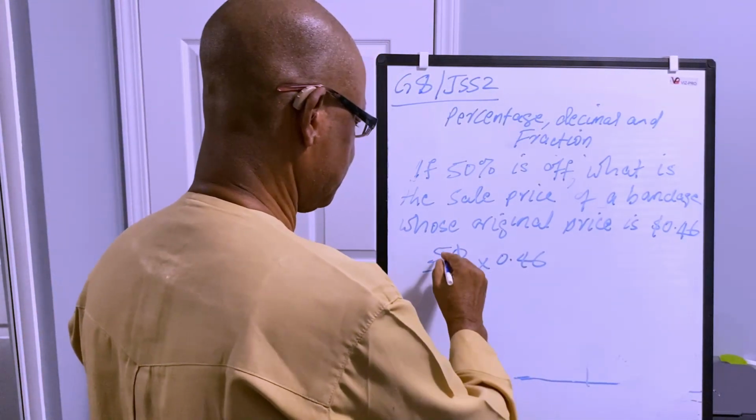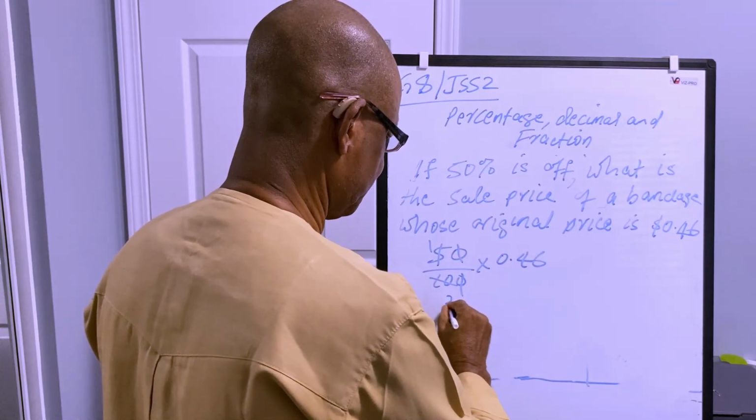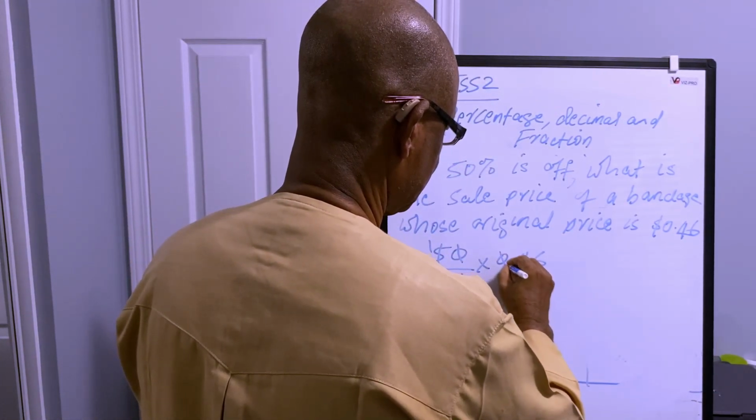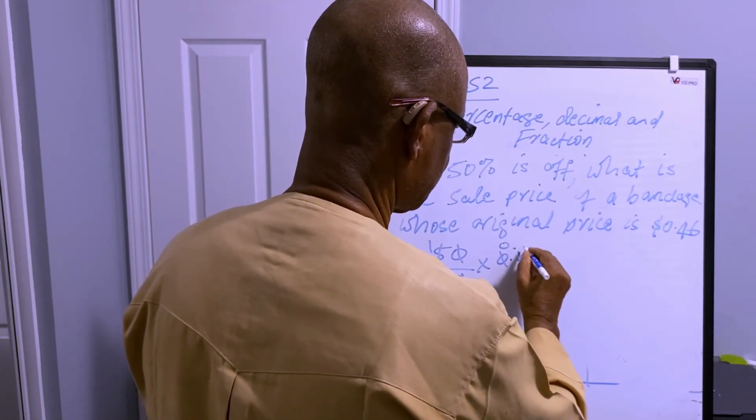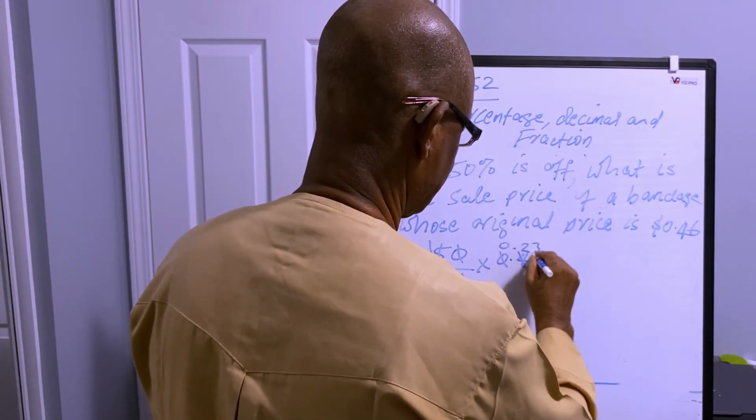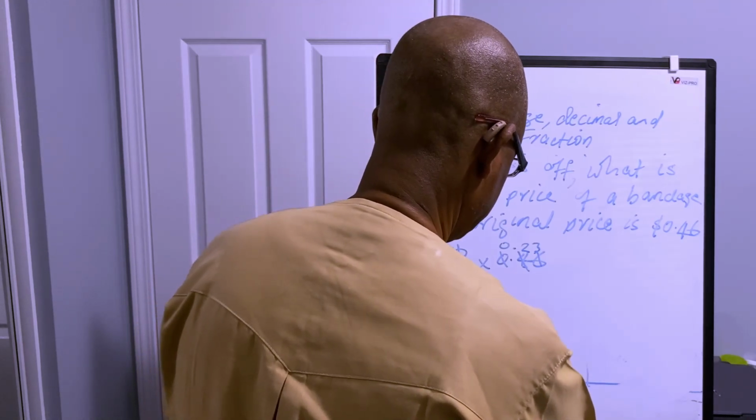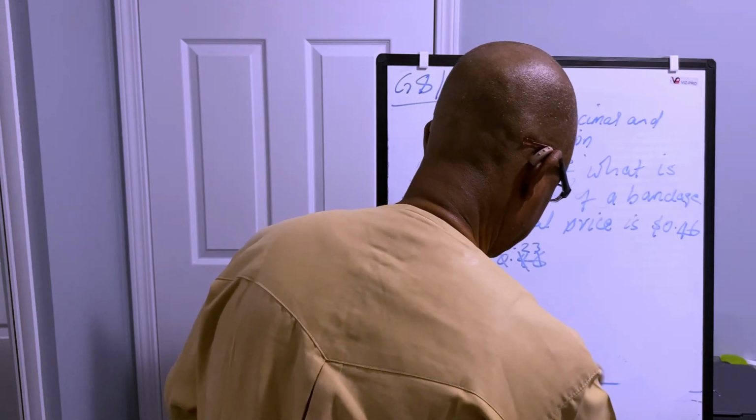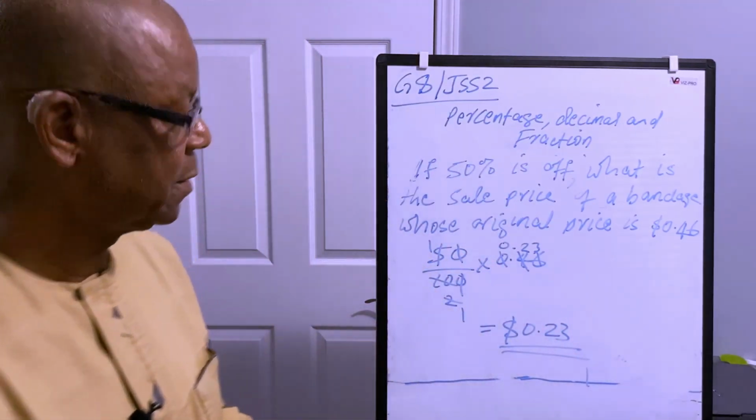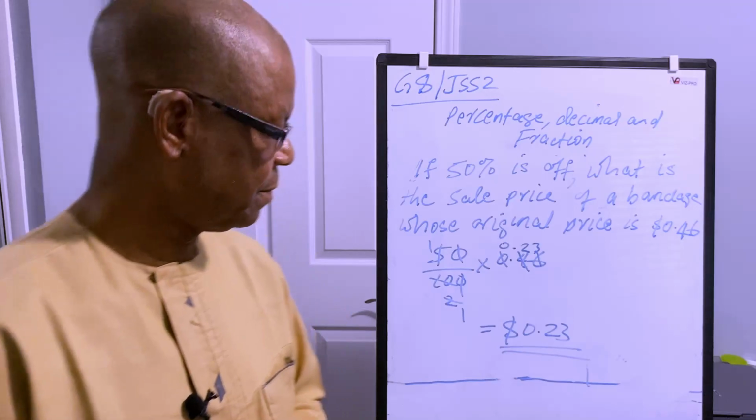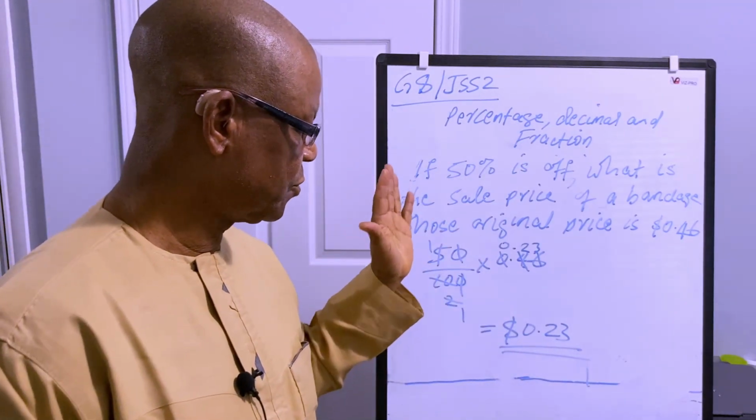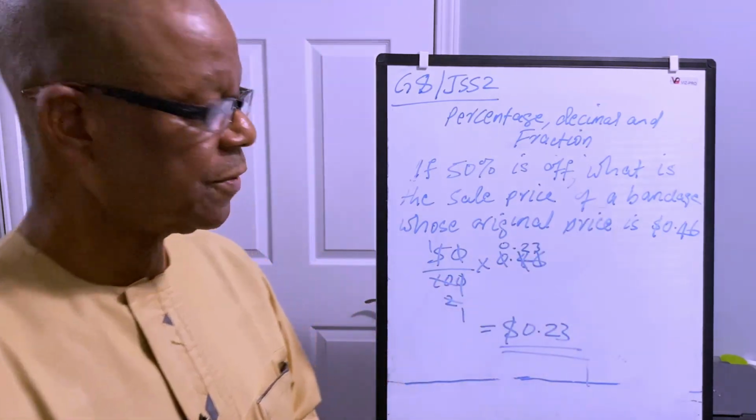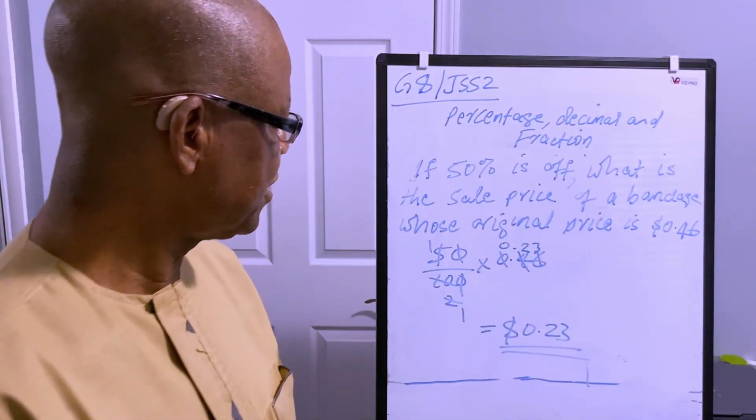0 cancels 0, 5 here 1, 5 here 2. And 2 divided by 2 is 1. This will remain 0. This is 2, and this is 3. So the answer is $0.23. That will be the sale price. 50% has been removed, so what remains is the 50%, which is half of this. That is a percentage.